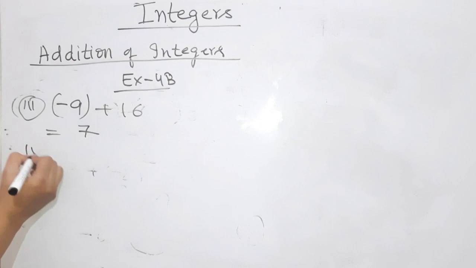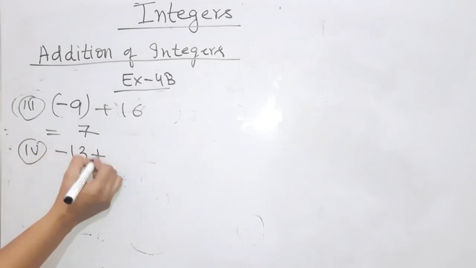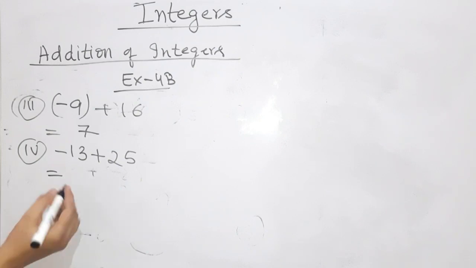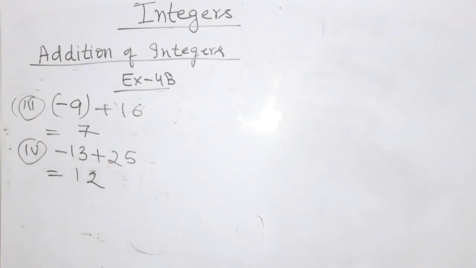Coming to the fourth option, minus 13 plus 25. Reply your answers in the comment section. Which sign will be given? Of the greatest number. The greatest number is having a positive sign. 25 minus 13 is 12. If it is positive, by default we simply write the number. If there is no sign in front of it, we have to consider it as a positive integer.